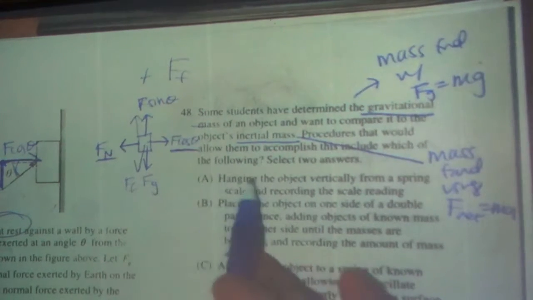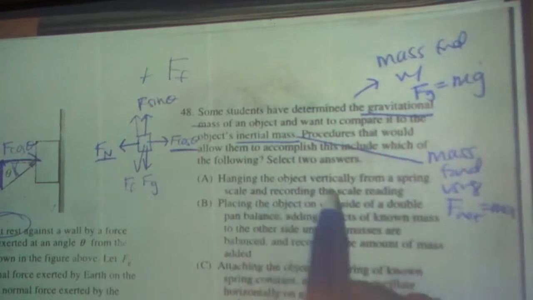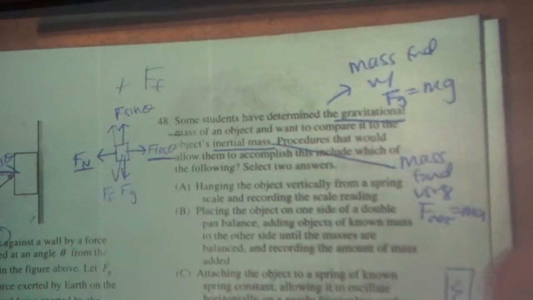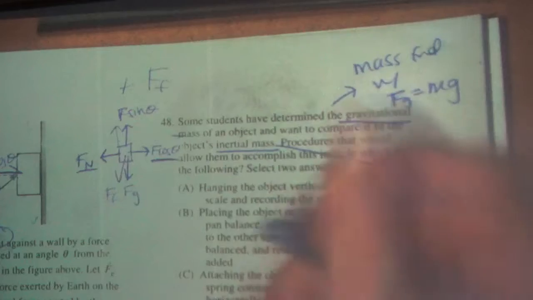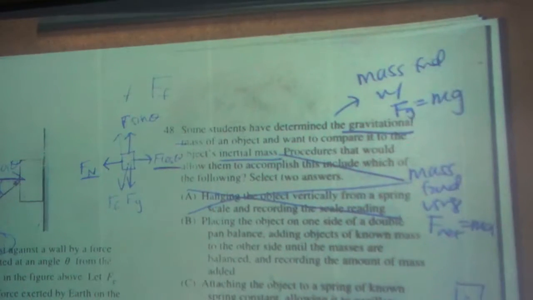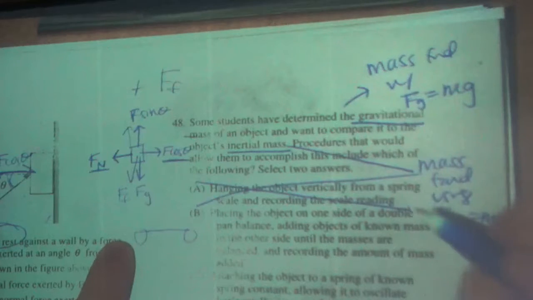So A, hanging the object vertically from a spring scale and recording the scale reading. Well, if you're hanging it and recording the spring scale like this, that's just recording the force of gravity. So that's the gravitational mass, not the same thing. B, placing an object on one side of a double pan balance. You know, like these. And then if you have your mass right here, you just keep adding masses until they're balanced. Again, that is using the force of gravity balancing out, so that's using gravity.